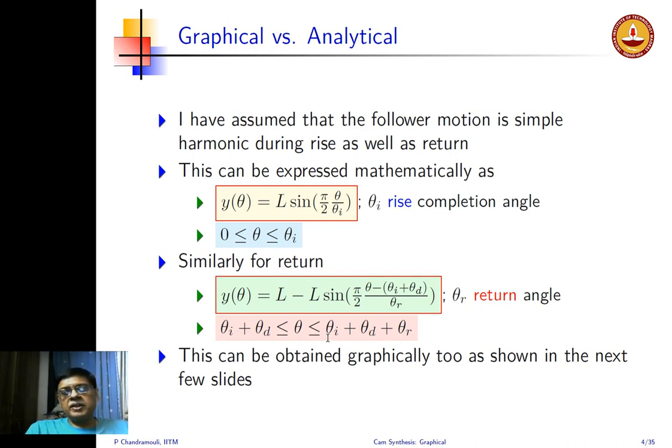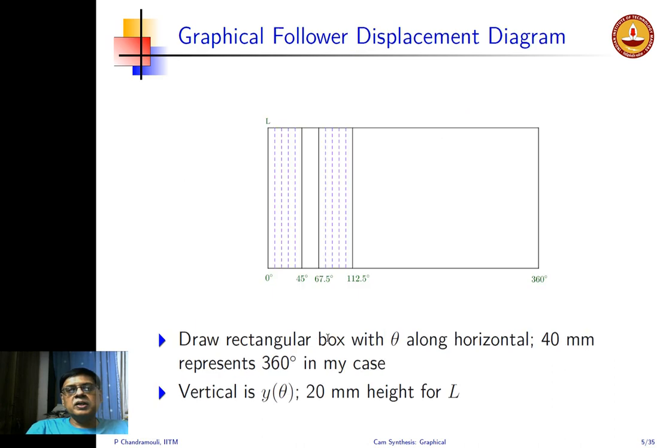Now let's see how I can derive this. Instead of using this equation, suppose I know it is simple harmonic, but I want to construct that graphically. Here is what I do. In the graphical method, first of all we construct what is called a rectangular box like this. The horizontal part of it is the cam rotation. So you can see I start on the left side of the box, bottom horizontal line, 0 degrees. The rightmost line is 360 degrees.